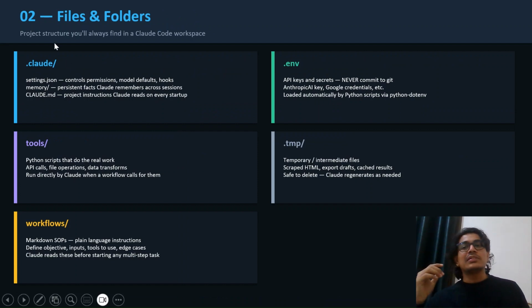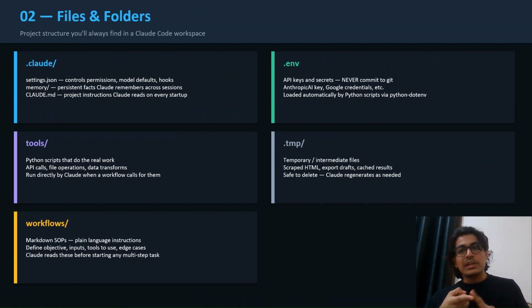Next are the files and folders. So guys, the first file itself is Claude.md. Now, mostly guys have difficulty in understanding this. So basically Claude.md is a markdown file. Whenever I open my Claude, it is going to read this first and then it is going to start. Now, what does this tell? It is going to tell Claude what it is supposed to do.